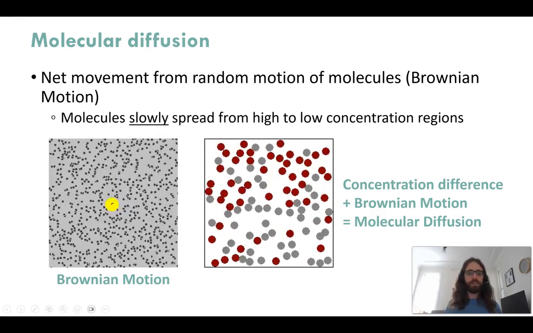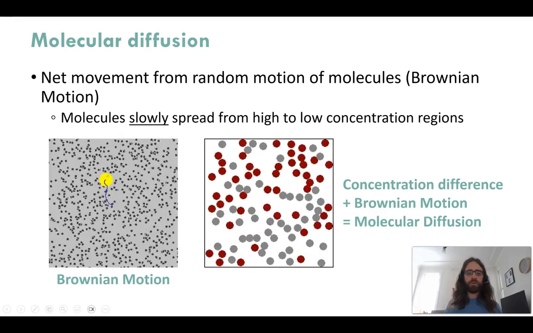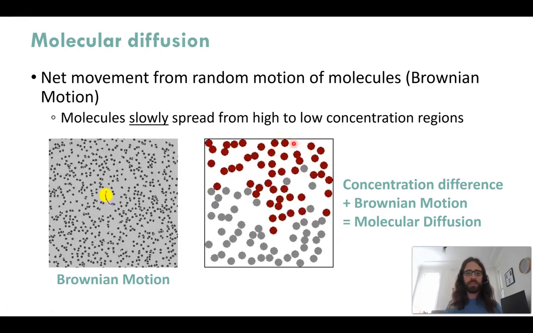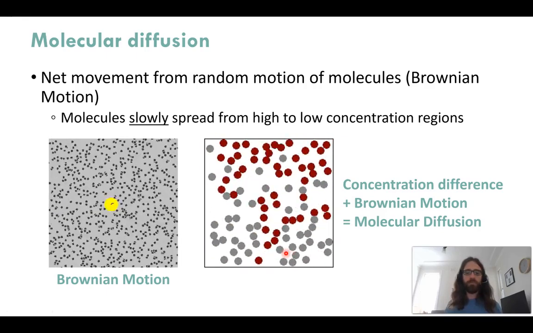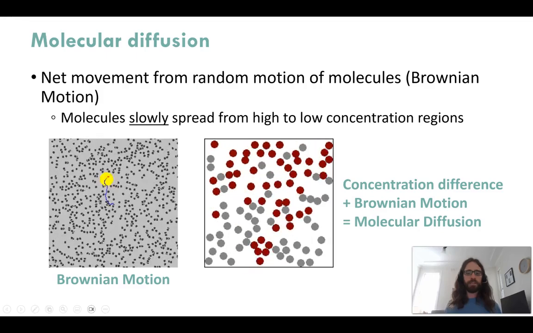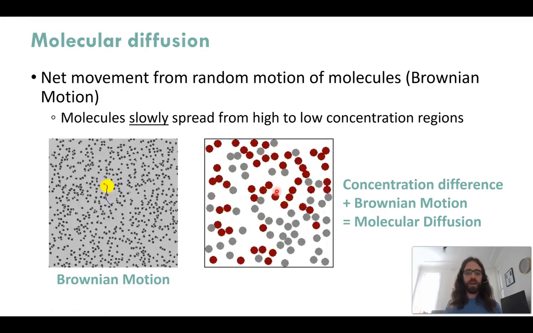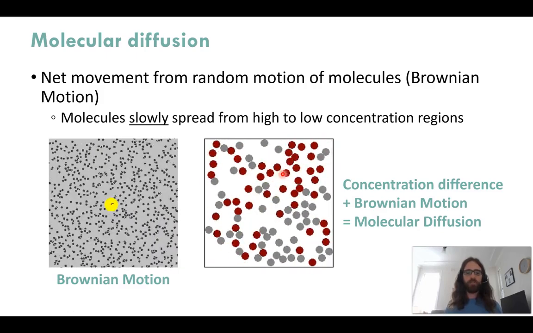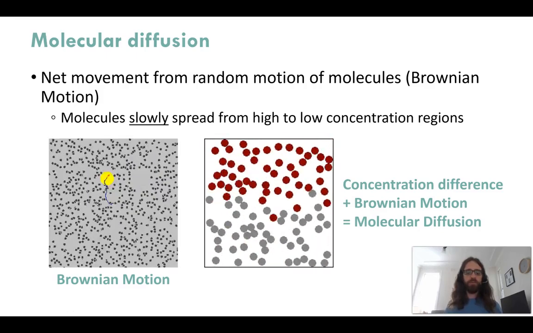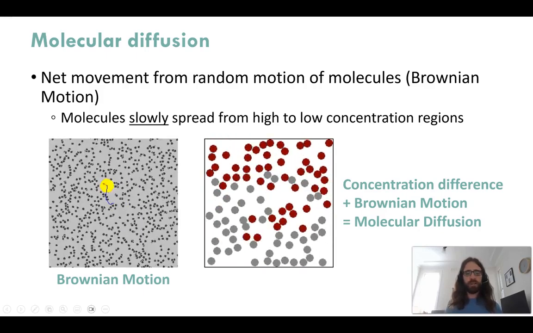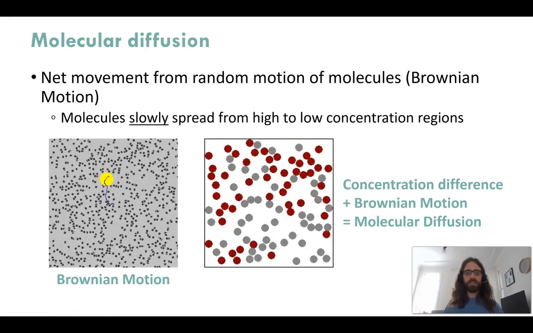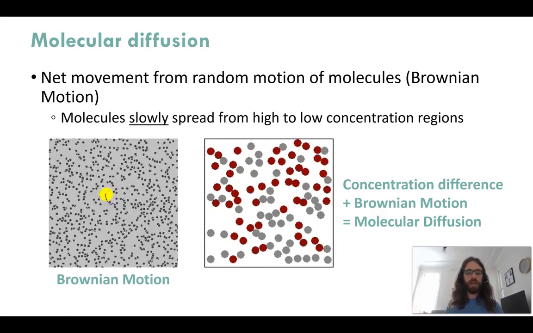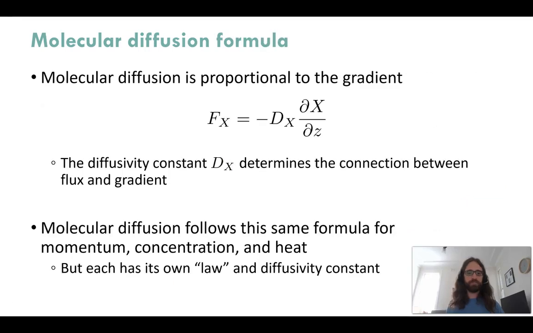And so if you consider these individual molecules, in addition to an existing concentration difference, so a series of red molecules on top of a series of gray molecules, very slowly over time, this random Brownian motion is going to cause the high concentration of red to move into the region where it didn't previously exist. So this change in the concentration difference due to Brownian motion is known as molecular diffusion.